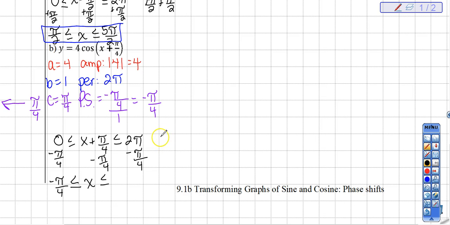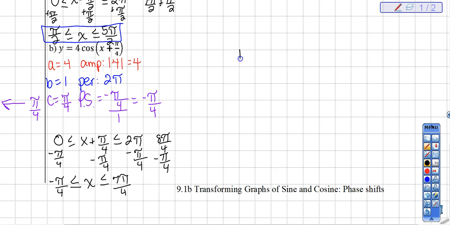Less than or equal to x less than or equal to... So 2 pi, if I write that over 4, would be 8 pi over 4. So 8 pi over 4 minus pi over 4 is 7 pi over 4. That's still a distance of 2 pi. That's still a period of 2 pi. But this is now my new starting point for my cosine cycle and stopping point.